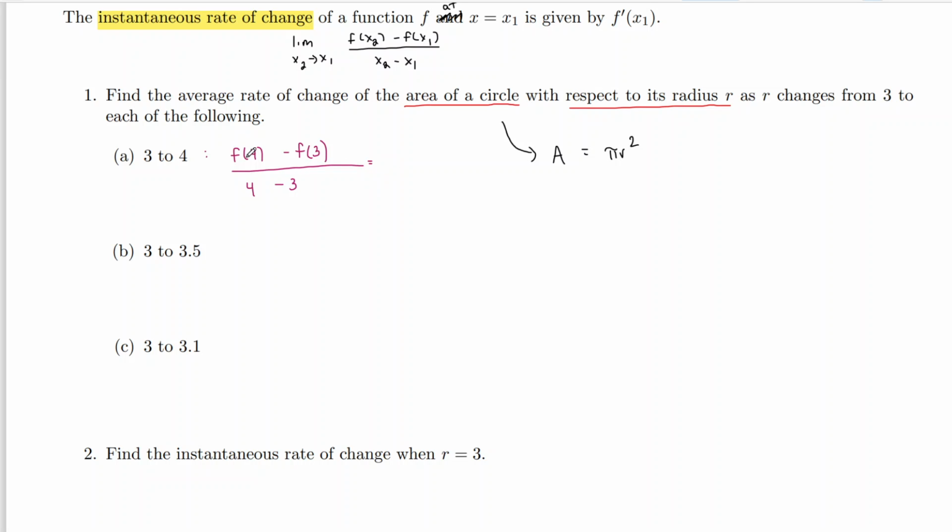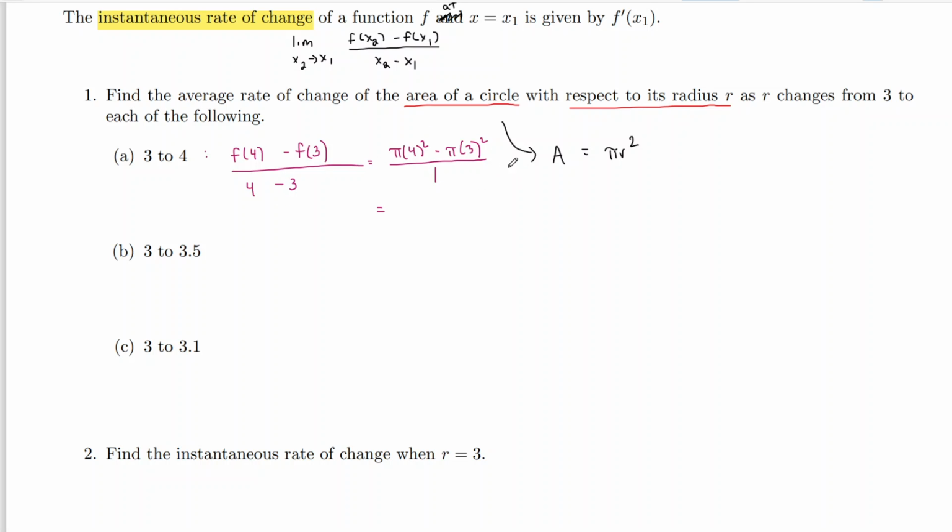And when I'm talking about f here, I'm just talking about the formula we're using, which is the area, and 4 and 3 being the radius, because that's our variable. We're talking about plugging in 4 for r. We get pi times 4 squared minus, then plug in 3, we get pi times 3 squared over 4 minus 3. And that's just numbers, so we can just say that equals 1.